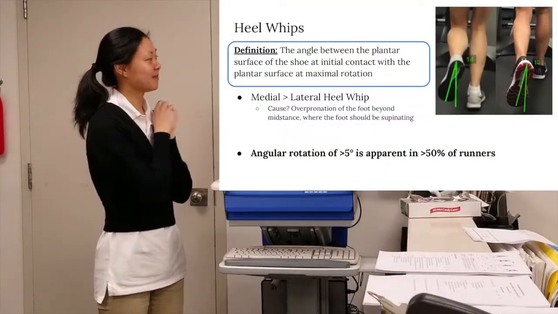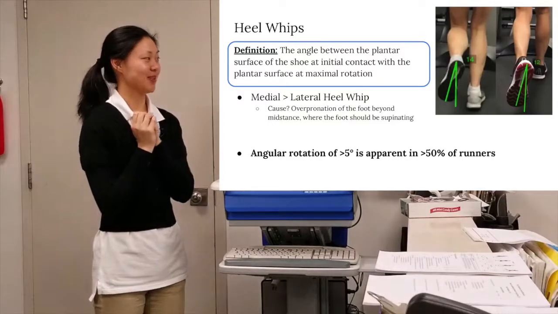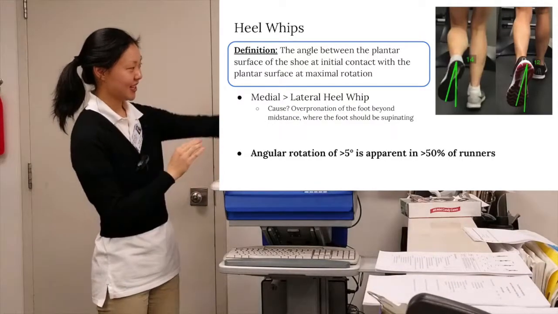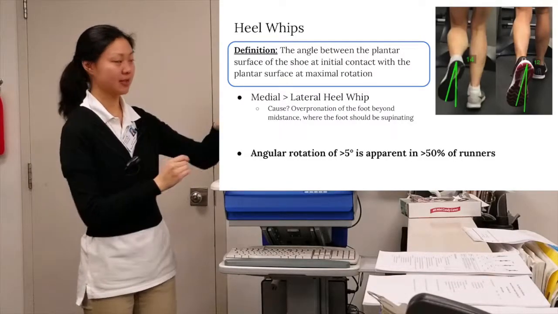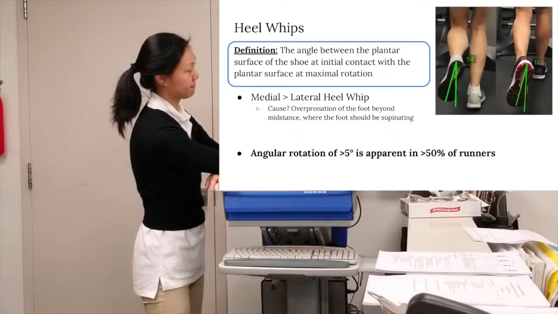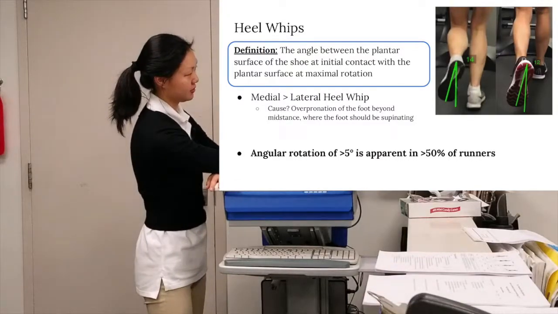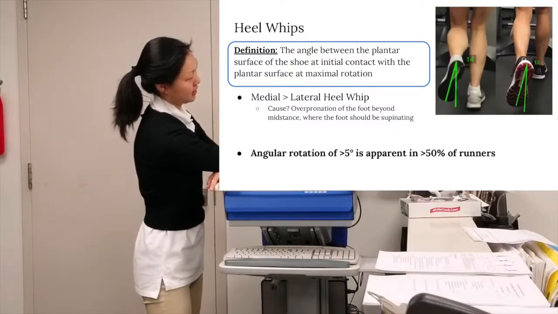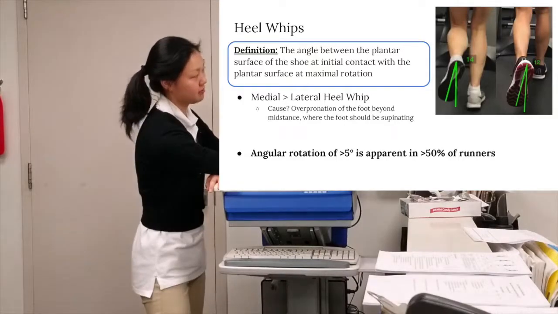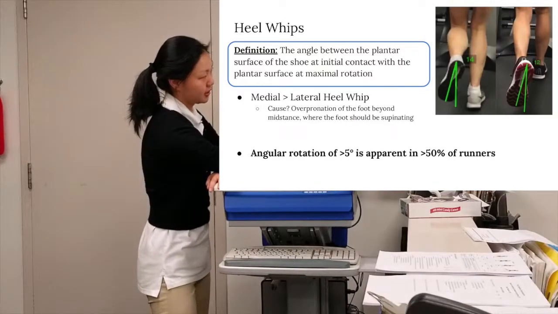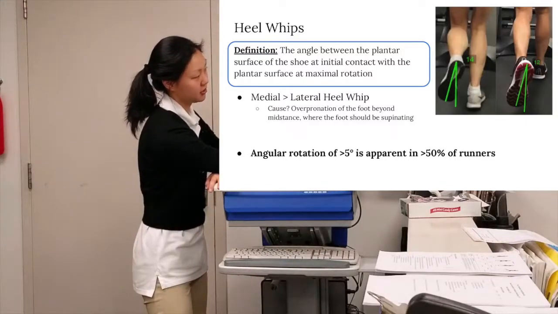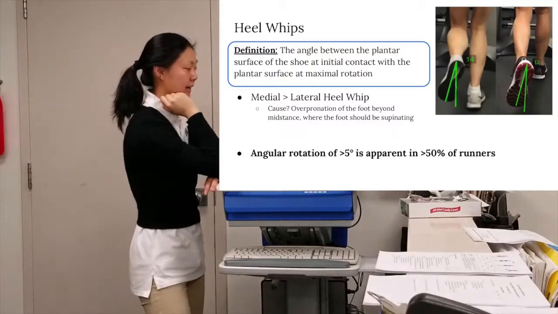So heel whips. This is something I learned new from this project, especially since me and my friend both have a medial heel whip. It's basically the angle between the plantar surface of your shoe at initial contact and then at maximal rotation. So this would be a medial heel whip because your heel is medial to your toes. A lateral would be the opposite, so your toes are medial to your heel.